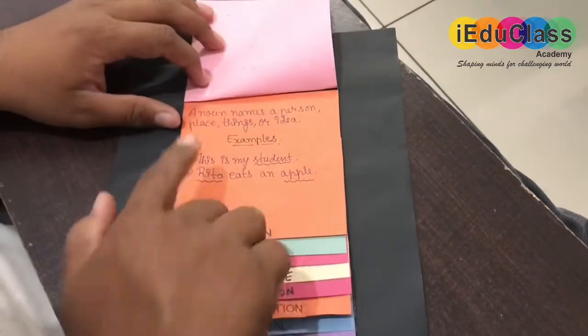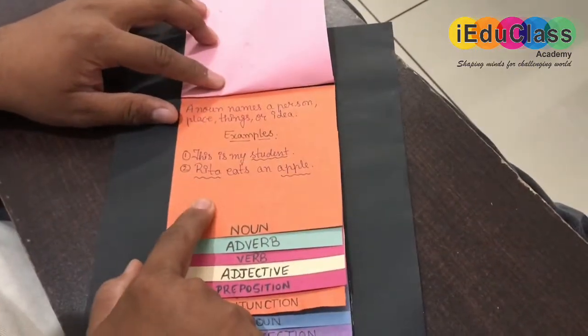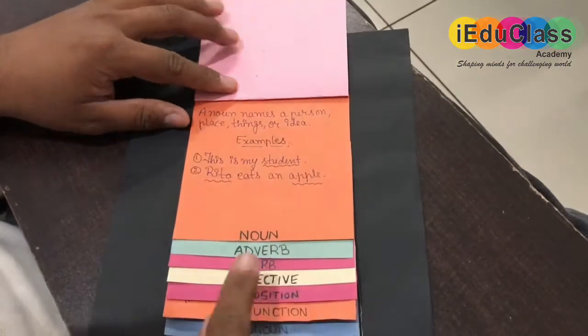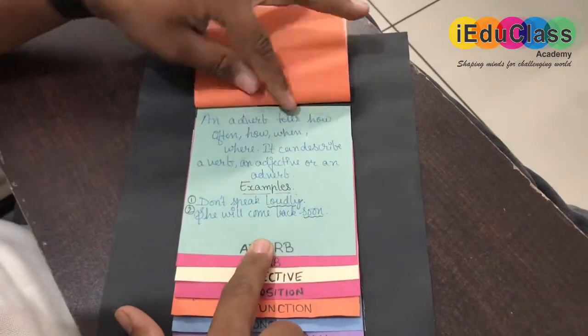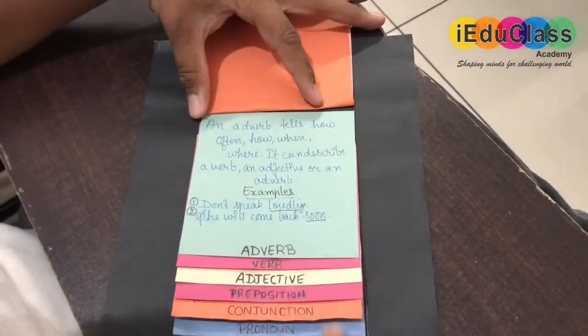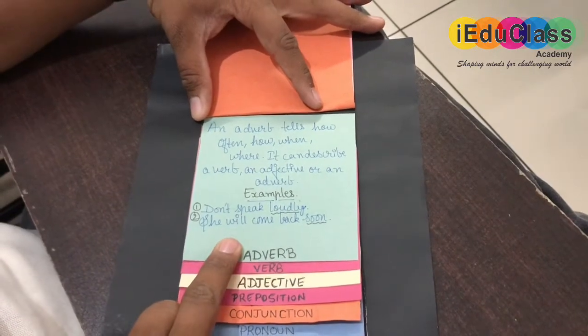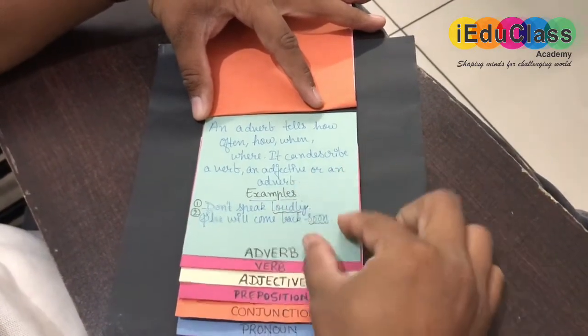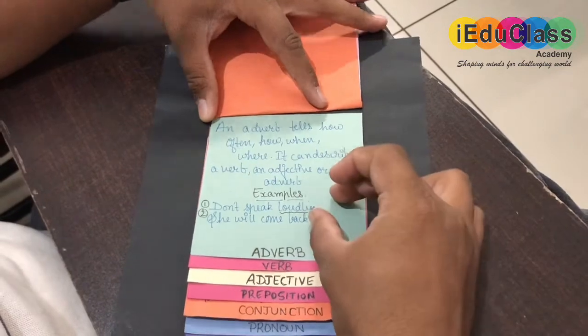Here you can write the definition of noun and examples of noun. Right? Second is adverb. What is adverb? You can write here. You can write examples and you can also paste pictures of examples here also.